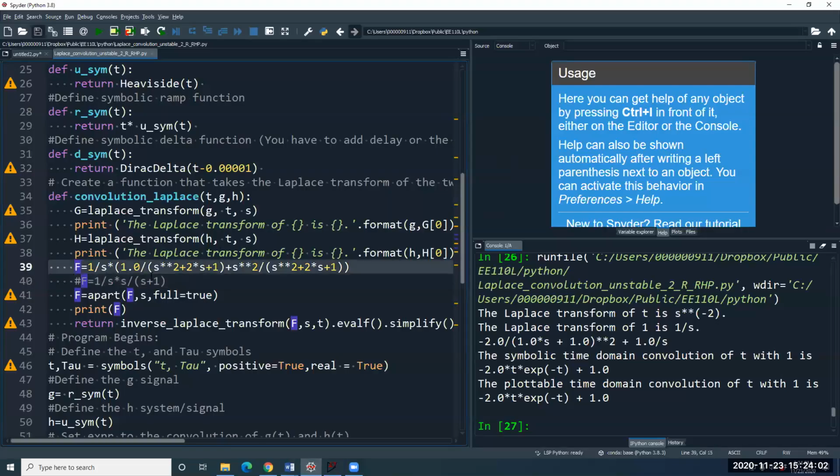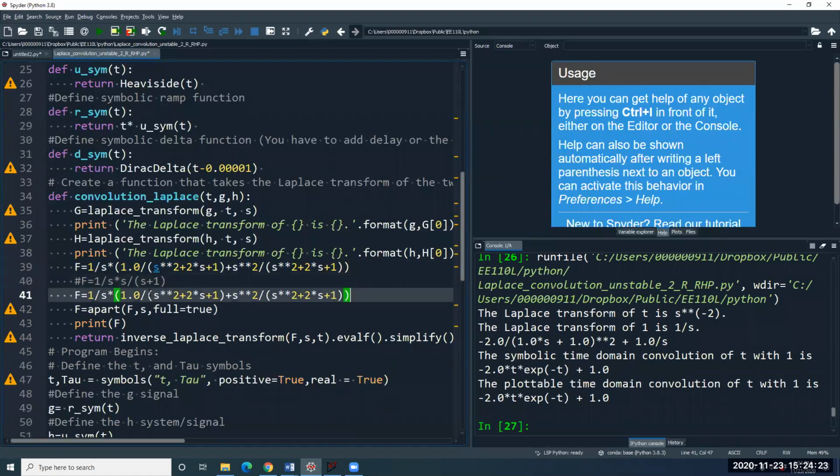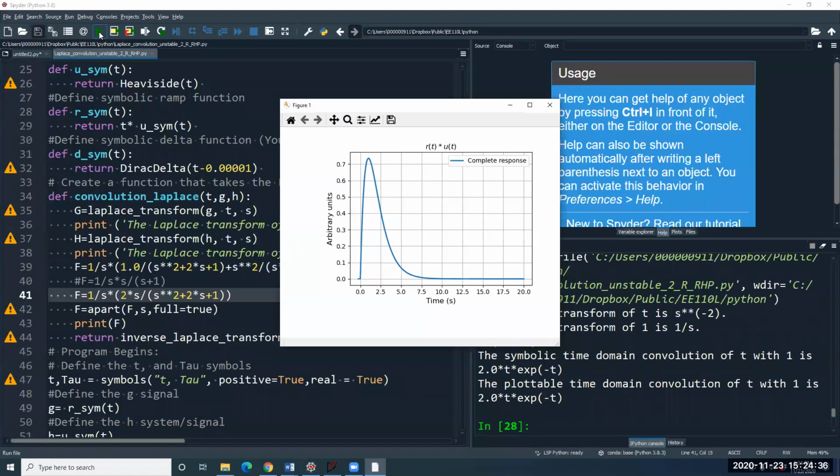What does Python say? There we have it, the band response.